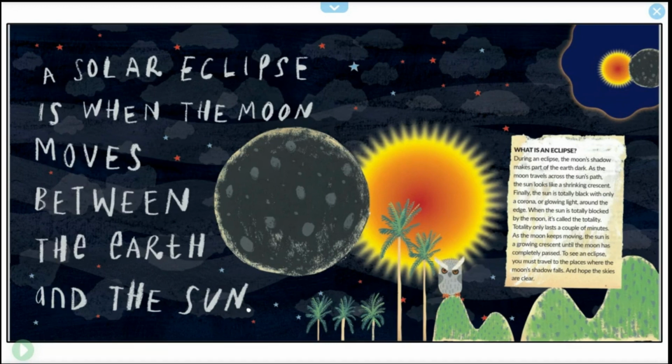Totality only lasts a couple of minutes. As the moon keeps moving, the sun is a growing crescent until the moon has completely passed. To see an eclipse, you must travel to the places where the moon's shadow falls and hope the skies are clear.